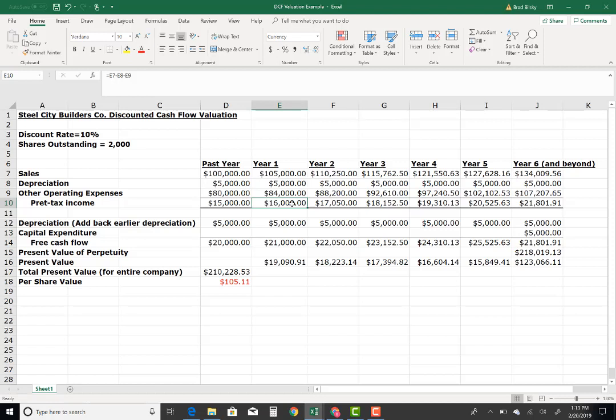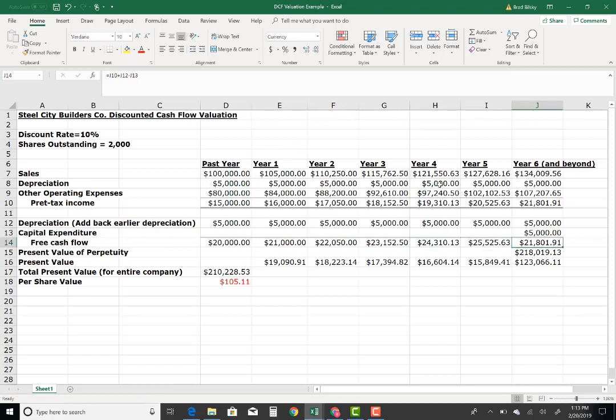The problem is when we do these calculations, we're not directly interested in pre-tax income. We're interested in free cash flows, so how much cash is available to the company. To back into that, we need to add that depreciation back. So I'm taking that 16, I'm adding the 5. I get 21 as my free cash flow. I'm just doing that same process for each of these 6 years.